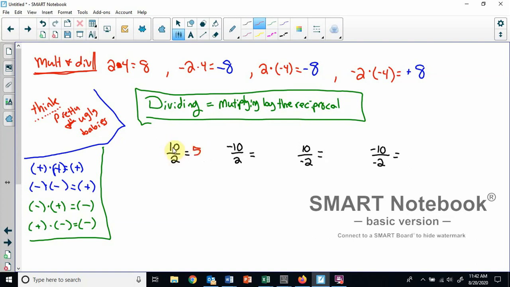Okay, so what is 10 divided by 2? That is 5. If they are both positive, we will get a positive. Pretty mama, pretty daddy, pretty baby. 10 divided by 2 is 5, but they are different signs. Ugly mama, pretty daddy, that's going to give you an ugly baby. Same thing with this one. 10 divided by 2, pretty mama, ugly daddy, ugly baby.